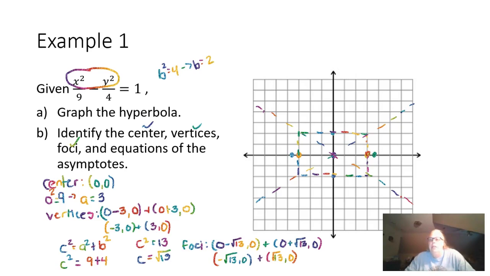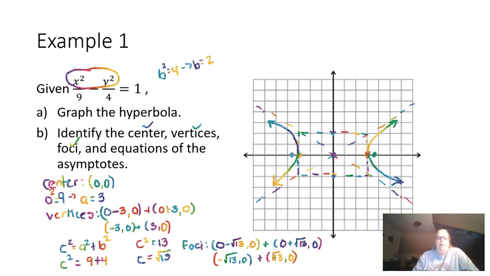I'm going to go to the vertex, and I'm going to open up something that looks kind of like a parabola going to the right here, or opening to the right. And then I'm going to open up another one over here to the left. And this is what my hyperbola is going to look like.